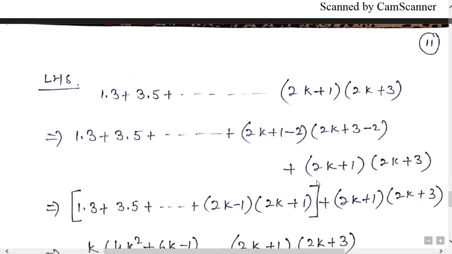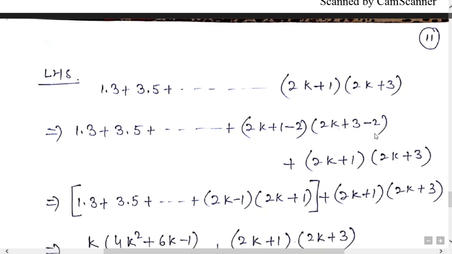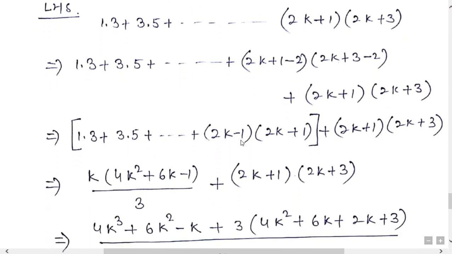Because we have to write the second last term. Now for writing the second last term, 2k plus 1 minus 2 is the first factor, then 2k plus 3 minus 2, because the gap of 2 is there. Now the term will be (2k minus 1)(2k plus 1), and the last term is (2k plus 1)(2k plus 3). Now check the original statement.